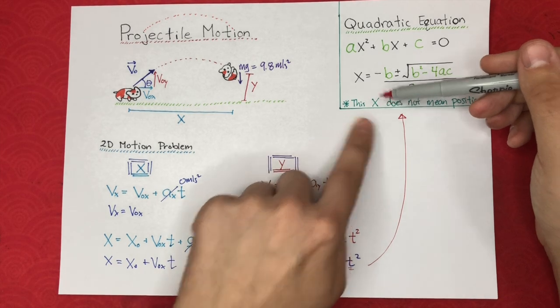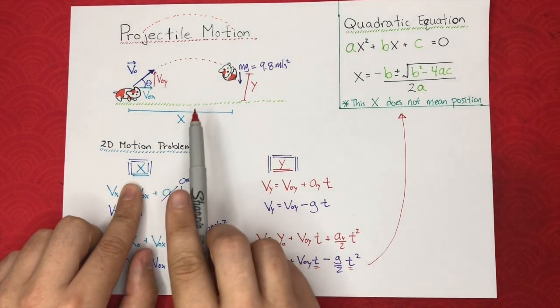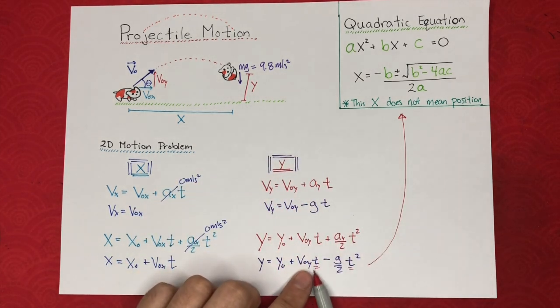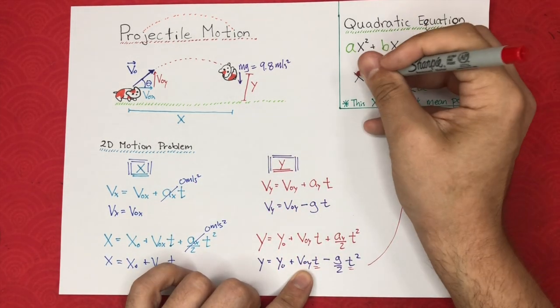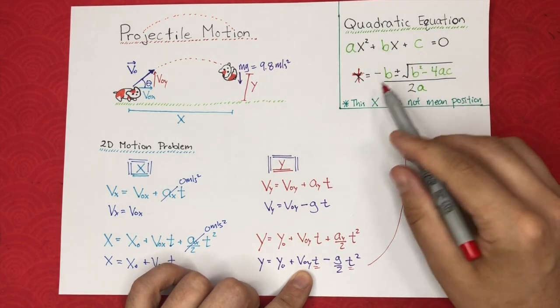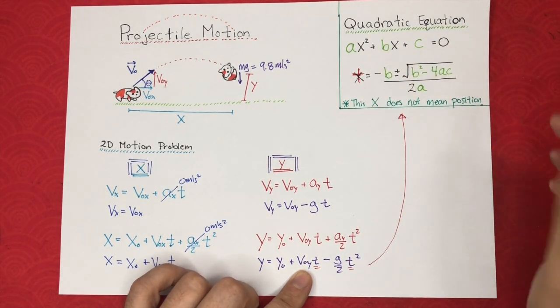And this x does not mean the x position. This is just a variable, okay? In our case, this x is going to be that t. So whenever you're solving a problem, that's going to be t. So let's take a look at a question here.